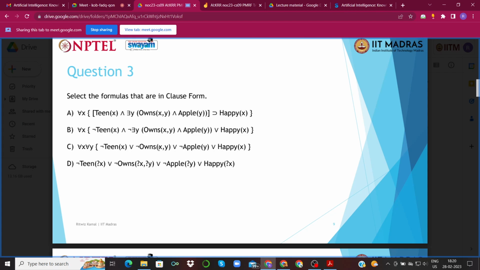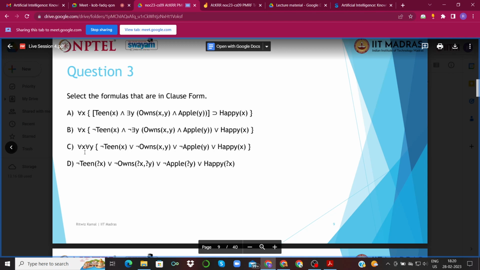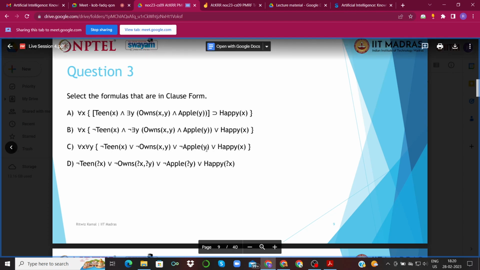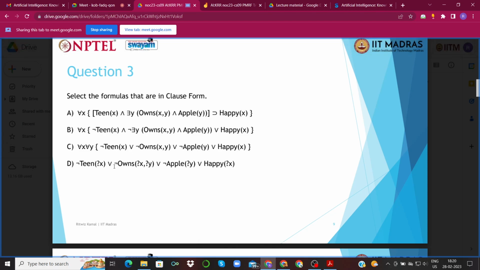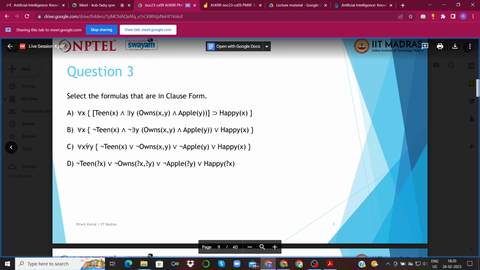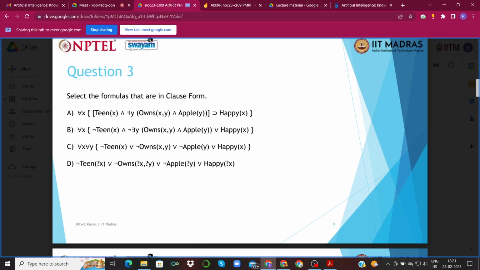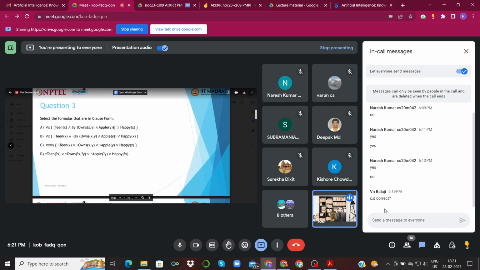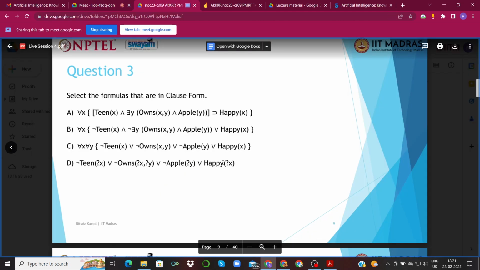Same for B. But for option C, you have a set of universal quantifiers all on the left. Then you have not of t of x or not owns x comma y, and so on and so forth. So option C is in clause form, right? And option D is simply a way to rewrite option C with these universal quantifiers replaced by these question mark x, which is a universally quantified variable. So Balaji was in fact correct. Option C and D are the right options, and A and B are wrong.